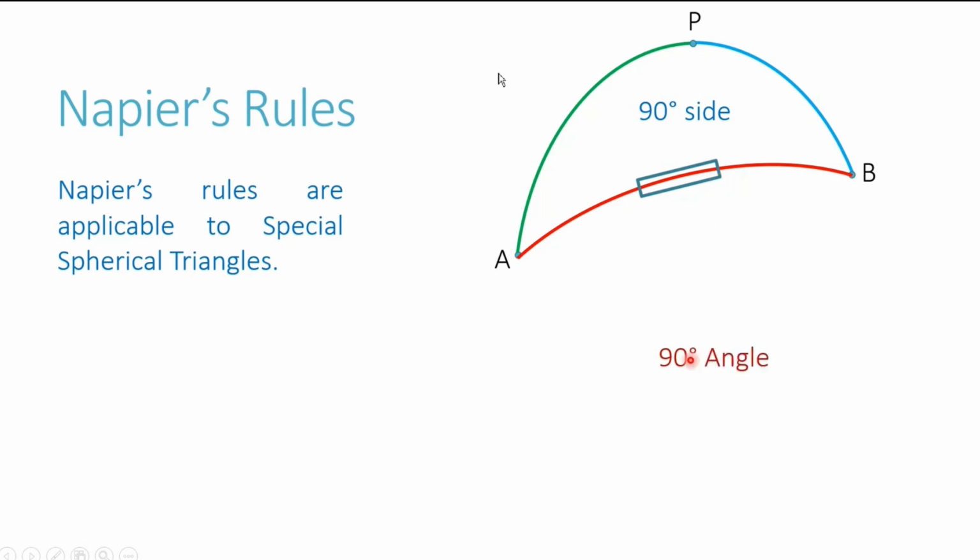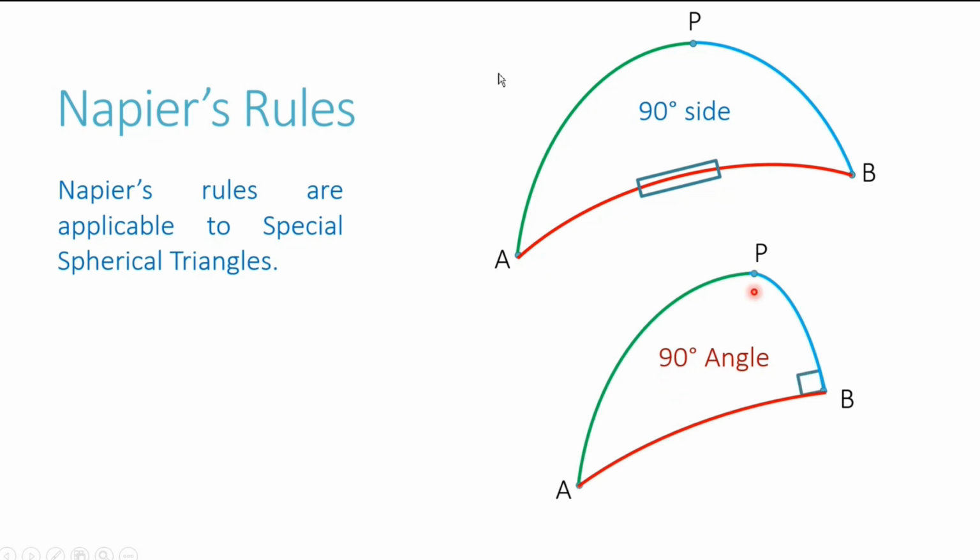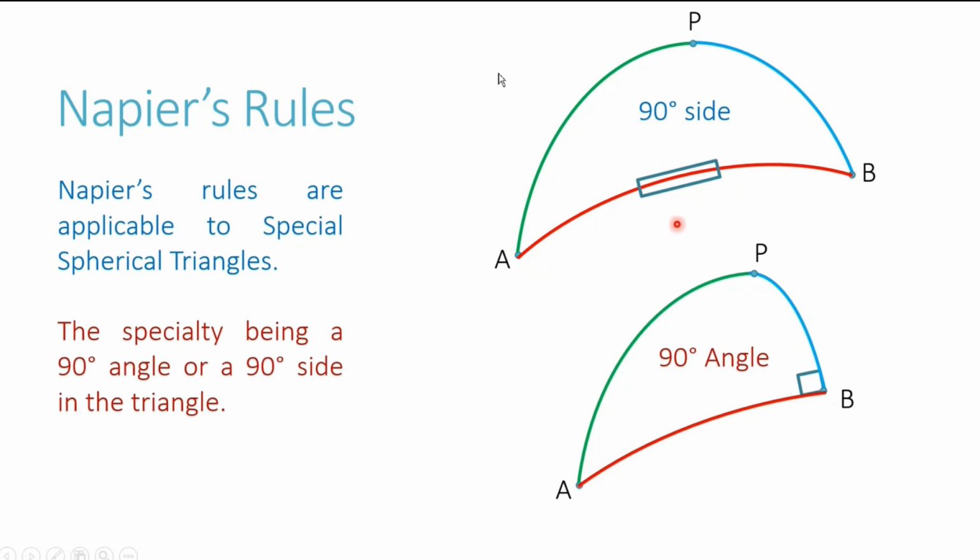The second speciality could be a 90-degree angle. So again, we have a spherical triangle PAB at the bottom part of the slide, and you can see that in this spherical triangle, the angle B which we have is a right angle. So if any spherical triangle has this speciality of 90 degrees, either a 90-degree side or a 90-degree angle, then we can apply Napier's rule to that particular triangle.